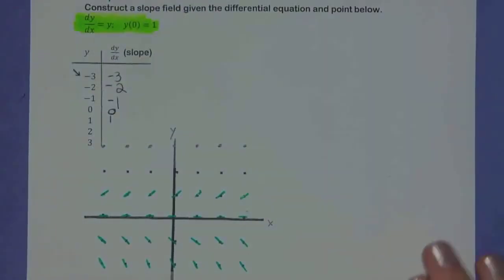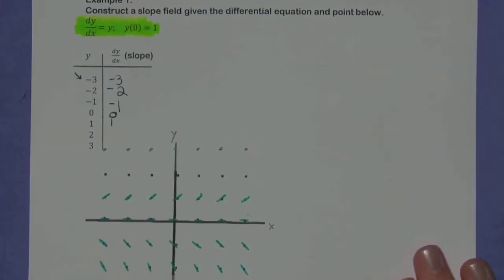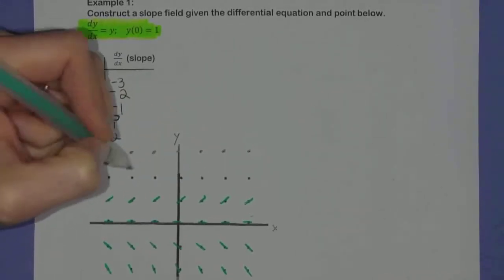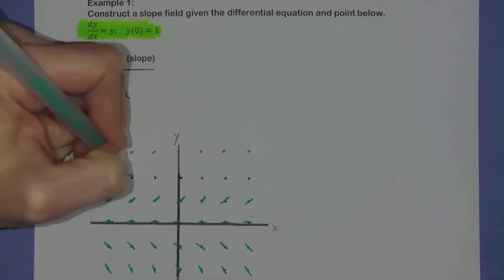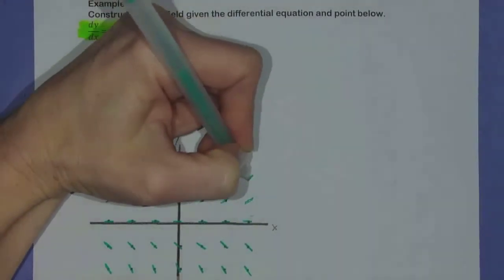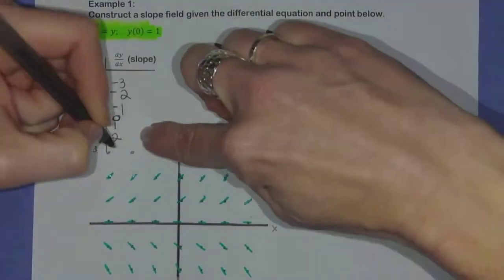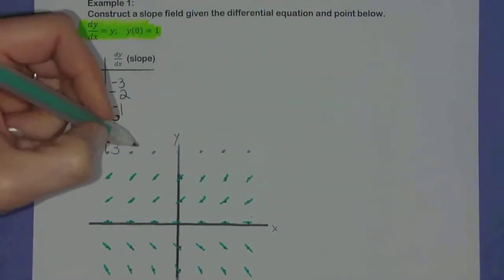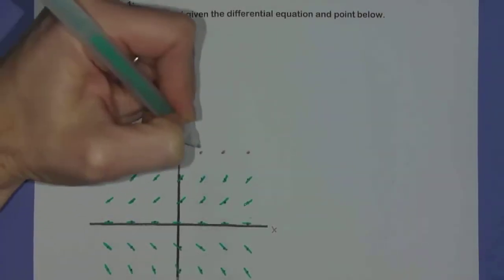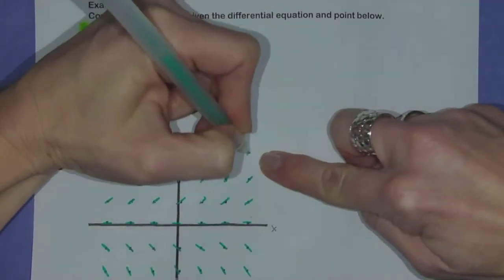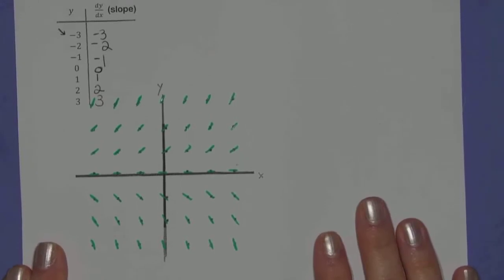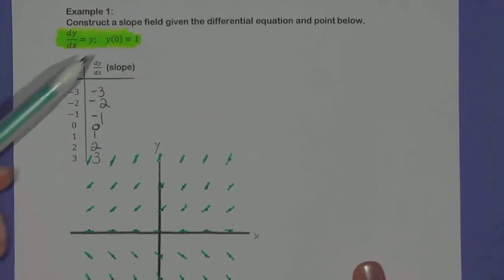Oops, there we go. And when y is 2, dy/dx is 2. So now I need slopes of 2. It's going to be a little bit steeper. And finally, when y is 3, the slopes are 3. So, steeper yet, all the way across. I'm careful not to smudge my pen here. So you just made your first slope field based on the differential equation dy/dx equals y.